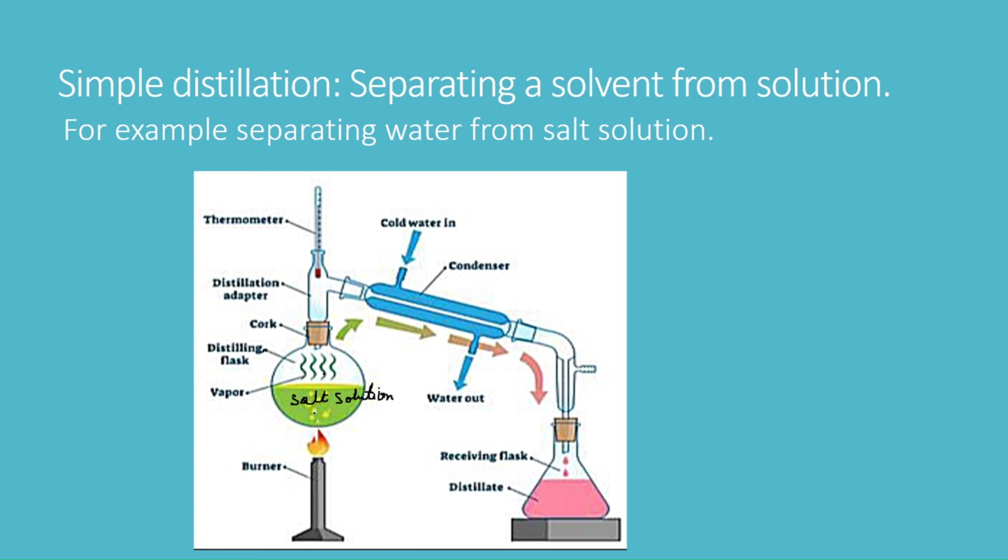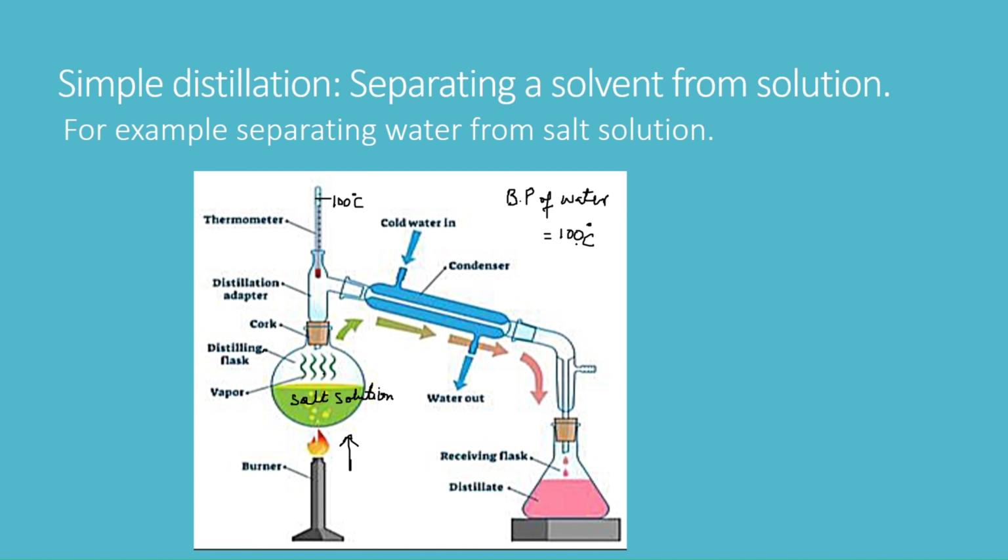The round bottom flask is fixed with a thermometer and a condenser. A condenser is an apparatus which is used to cool down the vapors. The round bottom flask containing the salt solution is heated, and the temperature will rise in the thermometer till it reaches 100 degrees Celsius. And you know that 100 degrees Celsius is the boiling point of water. So the boiling point of water is equal to 100 degrees Celsius.